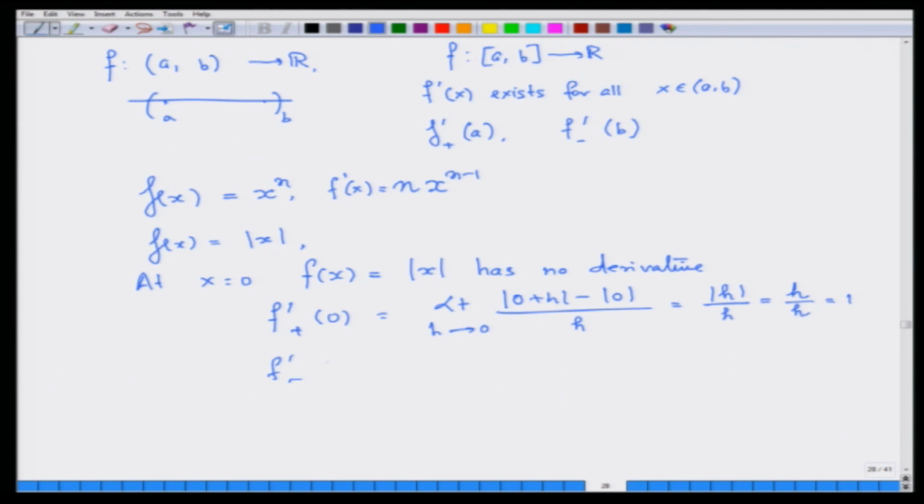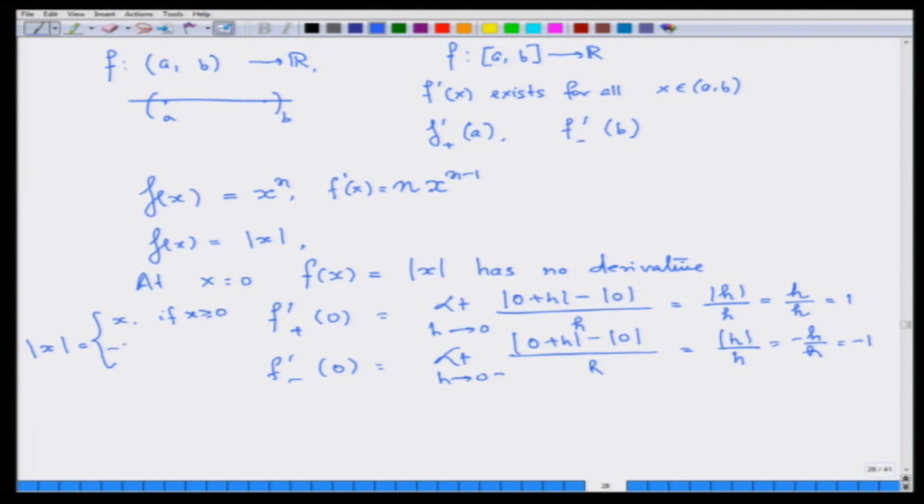Left derivative let us calculate. Now, since h is strictly less than 0, mod of h is minus h, which gives minus 1. If those who have forgotten what is mod of x, let me tell you, mod of x is equal to x if x is greater than or equal to 0, and is equal to minus x if x is strictly less than 0. That is, if x is negative, you only get its positive part, that is the meaning of modulus x.